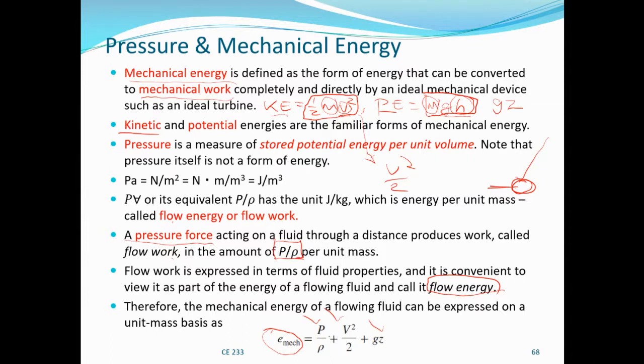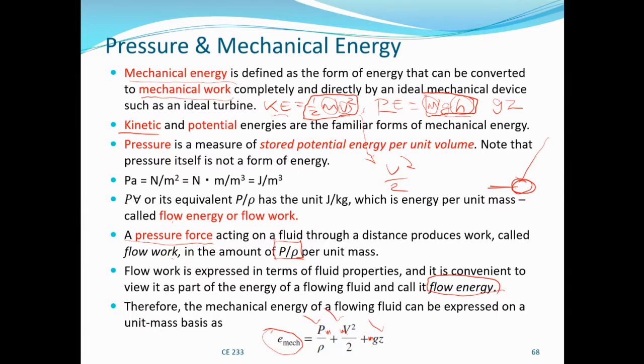If we want to have our mass, we'll just introduce m here and m here. It's not per unit mass then. We all know that energy is an extensive property because it depends on the mass. You can see all of them depend on the mass. So this is now the total mechanical energy for a flowing fluid.